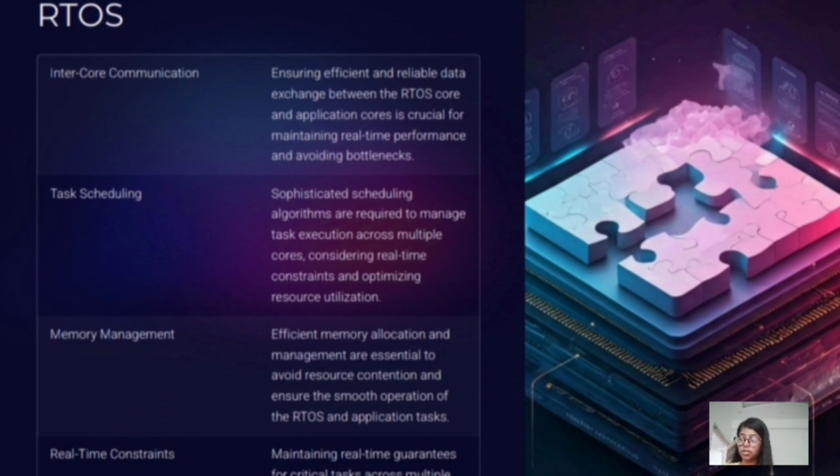And next one is real-time constraints. Maintaining real-time guarantees for critical tasks across multiple cores while ensuring power efficiency presents a significant challenge. Doing the same thing in multiple cores is really a critical task. So ensuring power efficiency and maintaining real-time guarantees is one of the significant challenges.